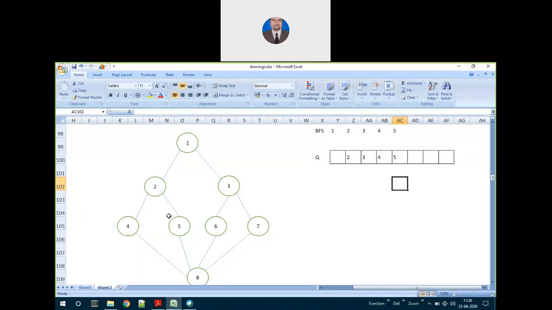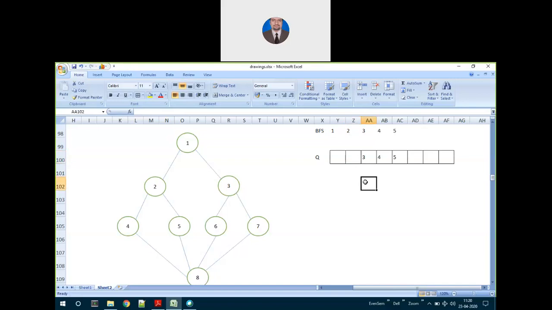Now I have to ask whether I have visited all these 3 vertices. Yes, 1 was already explored, and 4 and 5 I have visited now. That indicates that 2 is also now explored because I have visited all its adjacent vertices. So since 2 is explored, what should I be doing? I should be removing it from the queue now.